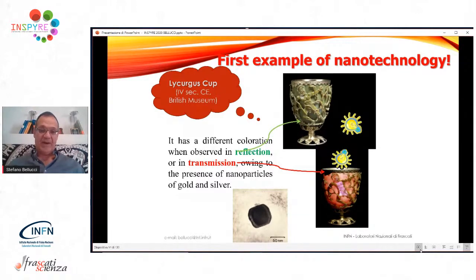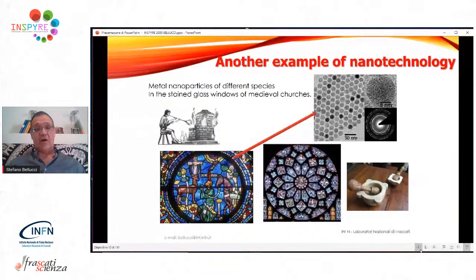That is due to the presence of nanoparticles of noble metals, in particular gold and silver, inside the glass paste. So here you see a TEM, transmission electron microscope, image of the nanoparticles that are present in the Lycurgus cup. Also in the Middle Ages, things went on with using nanoparticles. Metal nanoparticles of different types of elements were put in the stained glass windows of medieval churches. On the top right, you see a transmission electron microscope image of the nanoparticles present in the glass composite. You see that they are very small, about 10 or 15 nanometers in diameter, and that they are structured inside, so they have a crystalline structure.